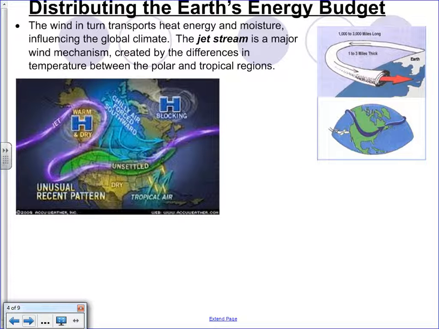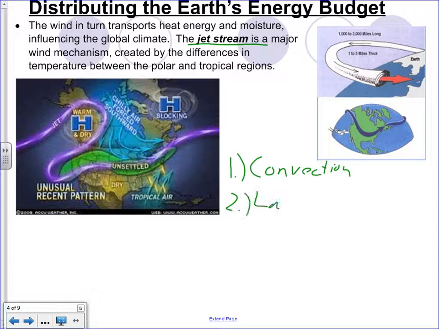All right. So the first major mechanism by which energy is transferred on Earth is wind because of convection. The second major mechanism that transfers energy we talked about already in the last lesson, latent heat. The third major mechanism that moves energy around on Earth is the jet stream. And they're in this order. Number one is convection. Number two is latent heat. And number three is the jet stream.